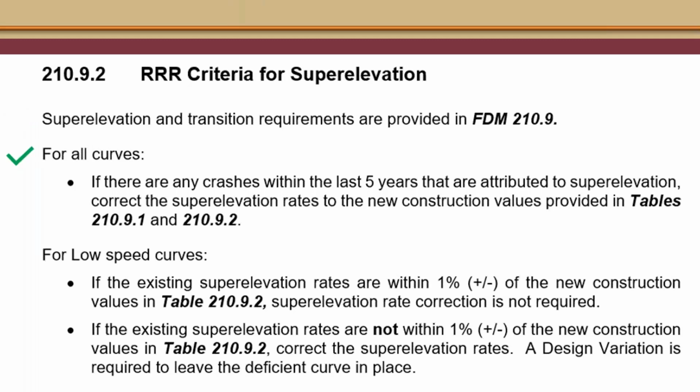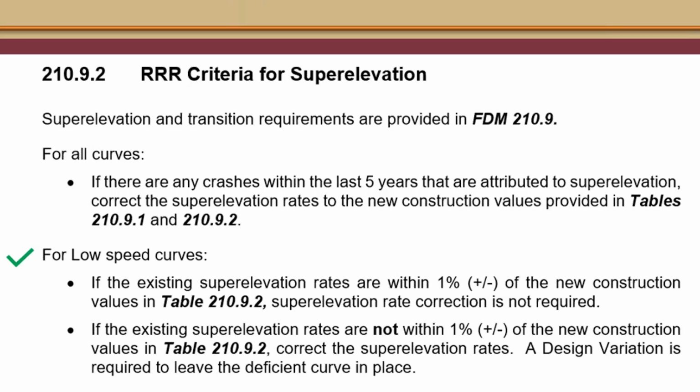Here's where we fixed that second paragraph and simplified the number of crashes that would require superelevation correction. Now we clearly say for all curves, if there are any crashes in the last 5 years that were related to the substandard superelevation, you need to correct it to the values in tables 210.9.1 and 210.9.2, which are the new construction standards.